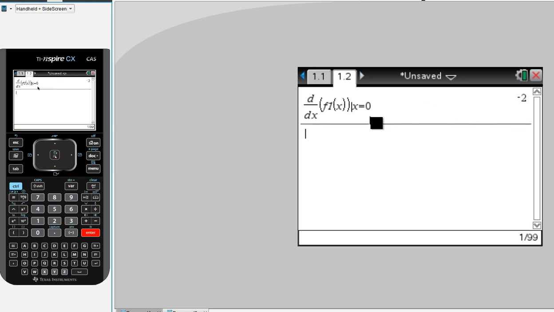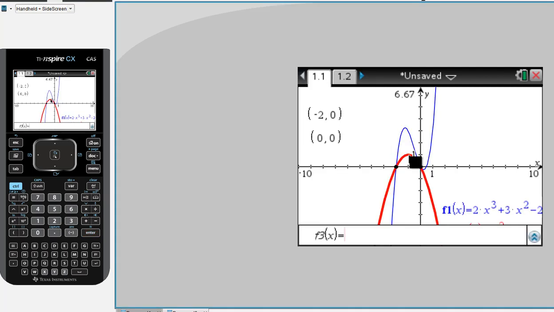What does this mean? Well, the derivative where x is equal to 0. This means that the slope of the tangent in this point for the blue curve here is going to be minus 2, so something like this.